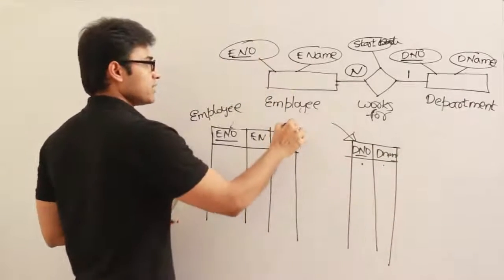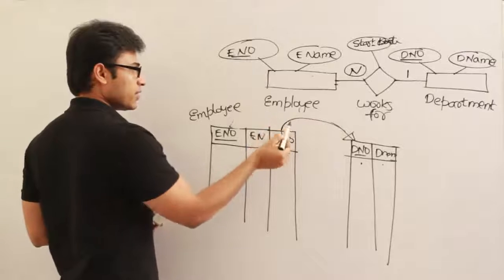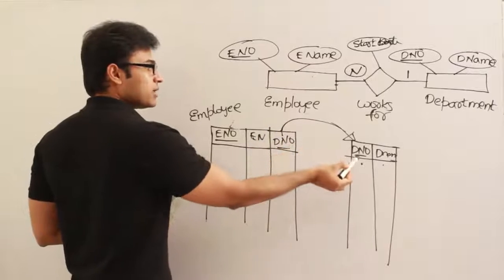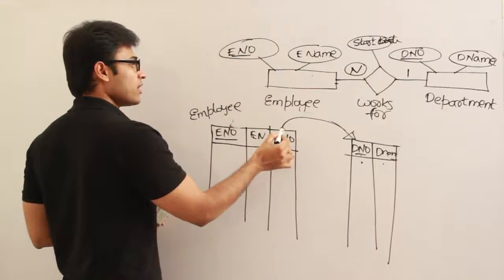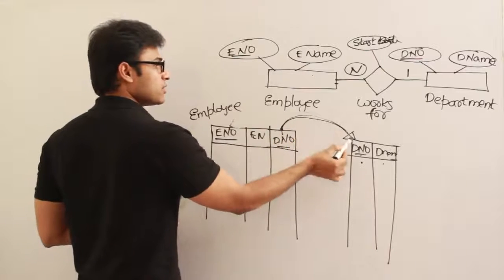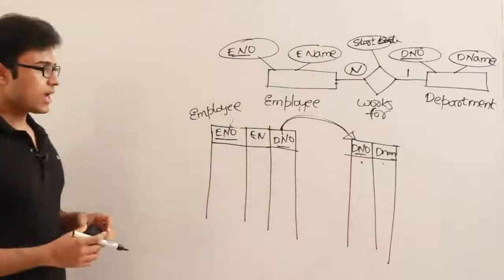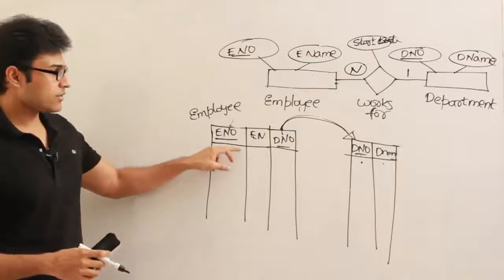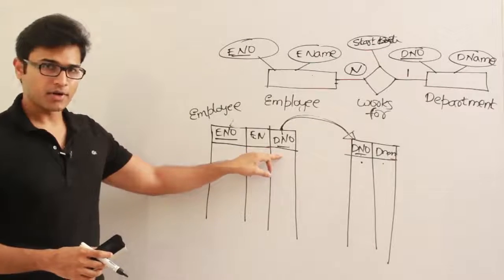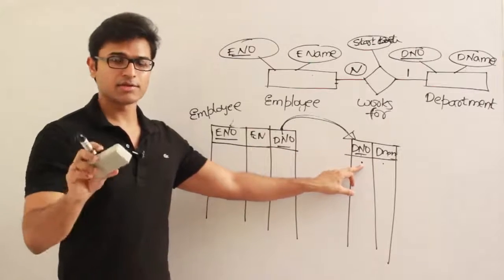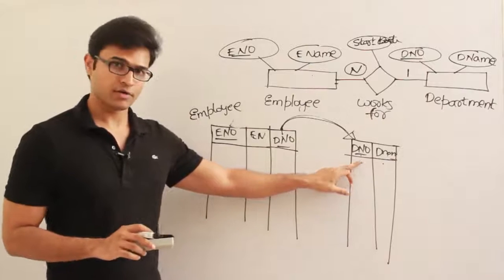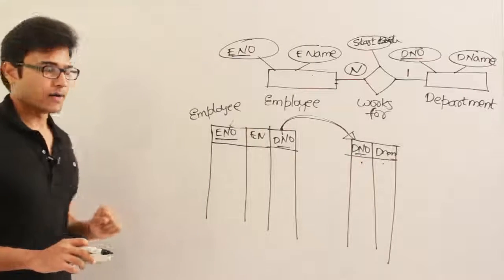So what is meaningful is to take the n side, which is employee, and add the primary key of the one side here and see that it is going to act as the foreign key, and that foreign key refers to the primary key here. Got it? And now every employee has to have a department number, and the department number should already exist in this table, otherwise the referential integrity will take care of it. Got it? Okay.